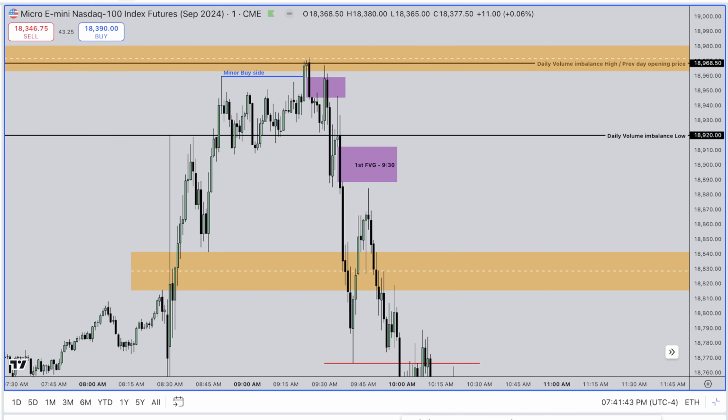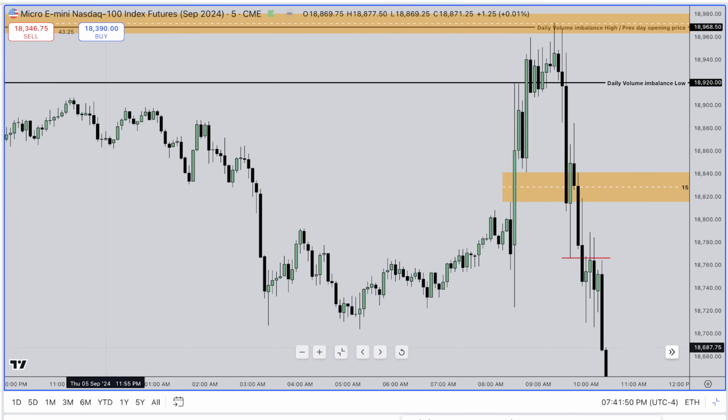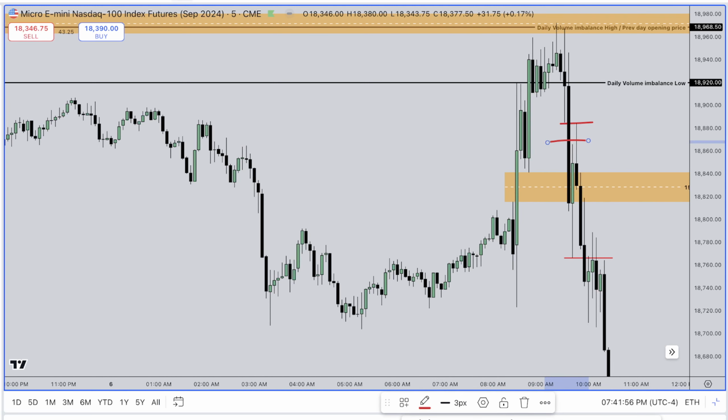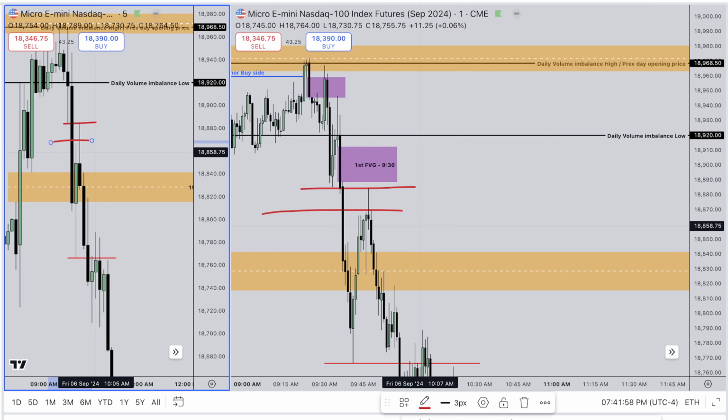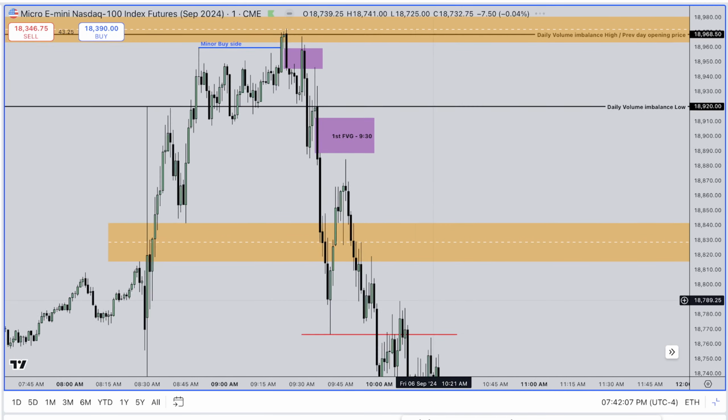If we go to the 5-minute chart very fast, we see here that this fair value gap indeed is filled. Right here, you could have entered, so that's a very good entry. But now let's just focus on the 15-minute inverse fair value gap.